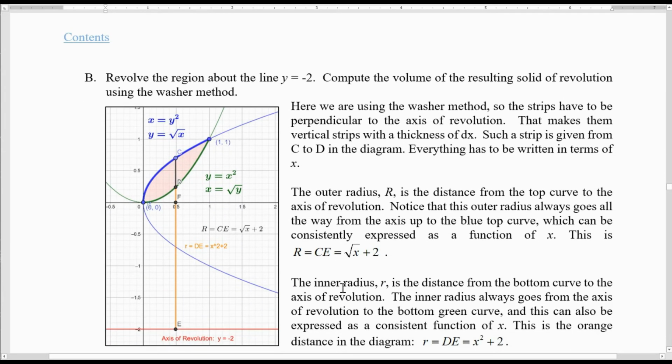Here, we should get the same answer this way. So it's the same region, revolved around the same axis, but this time we're going to use the washer method. To do that, we need a strip that is perpendicular to the axis of revolution, which means we're using vertical strips with thickness dx, so strips where we have a constant x. We revolve that around this axis and we're going to get a washer shape.